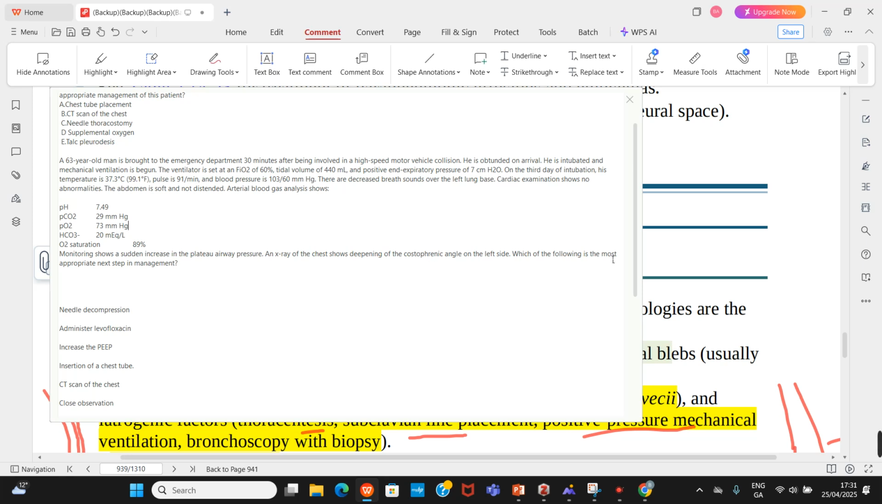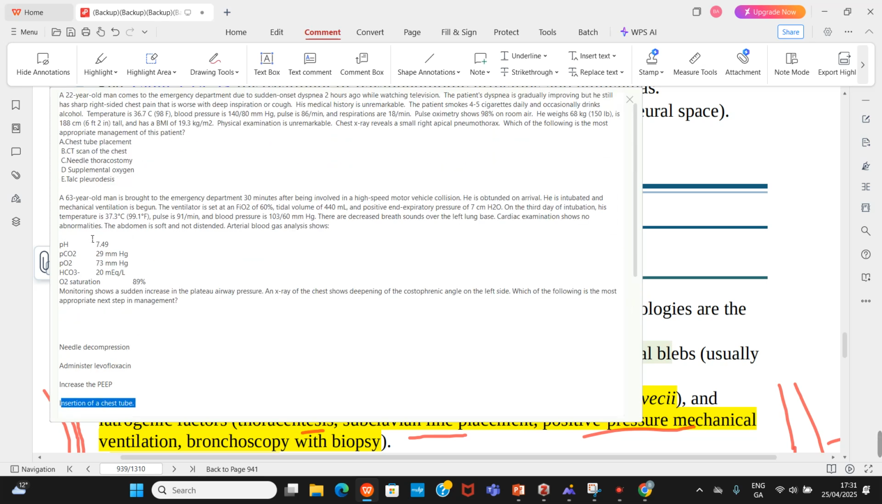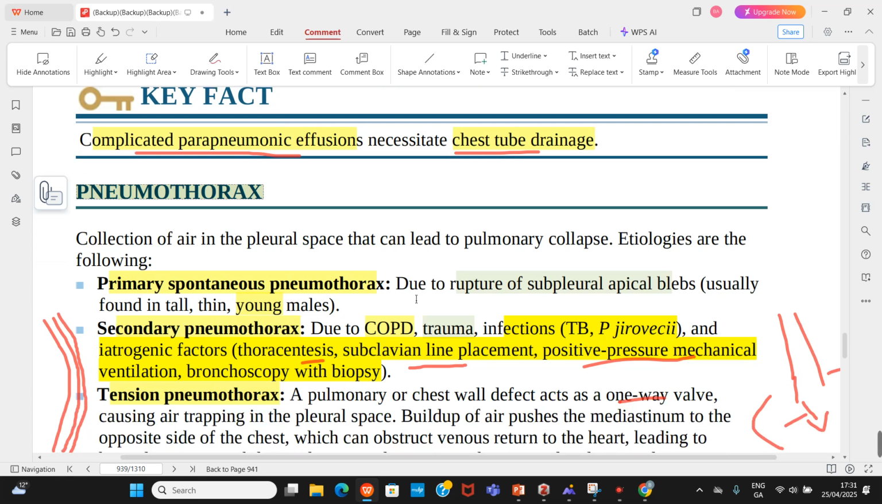So what are we going to do? Maybe insert the chest tube. We insert a chest tube. That's the answer. We don't do needle decompression because this is not tension. If it's tension, you can needle. But if it's just an ordinary pneumothorax that is symptomatic, put in a chest tube. So that distinction is very, very important.